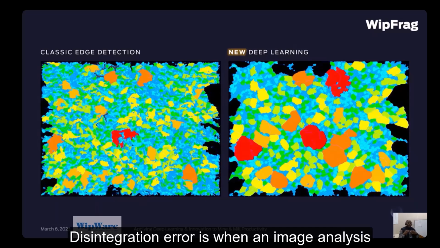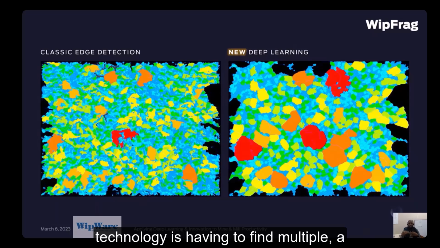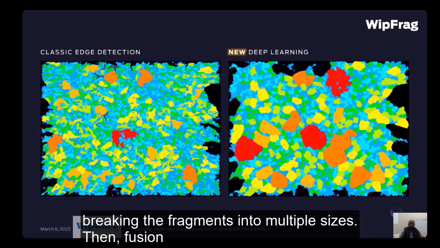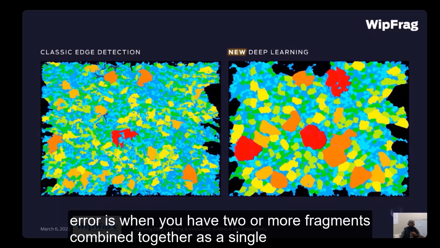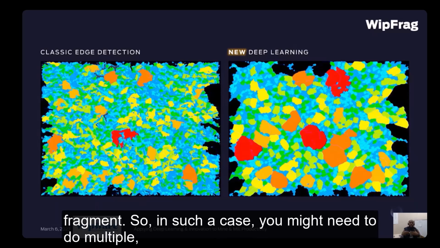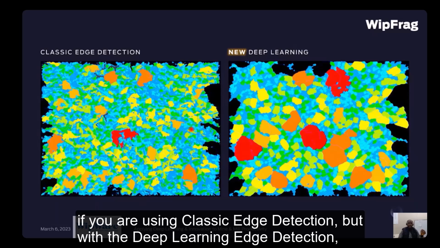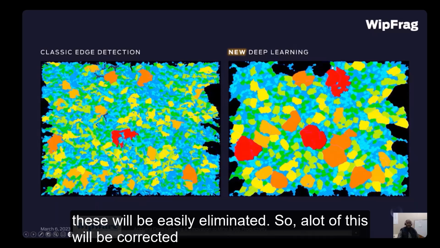Disintegration error is when an image analysis technology identifies a single fragment as multiple fragments, that is, breaking the fragment into multiple sizes. Then fusion error is when you have two or more fragments combined together as a single fragment. In such cases, you might need to do editing. You can use the editing tool if you are using the classic edge detection, but with deep learning edge detection, this will easily be eliminated.